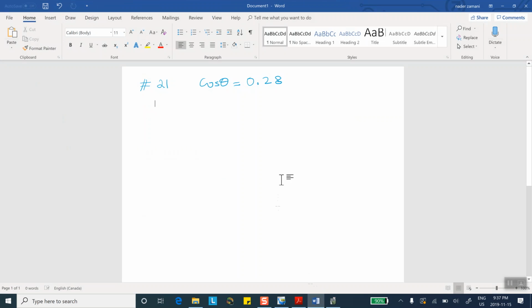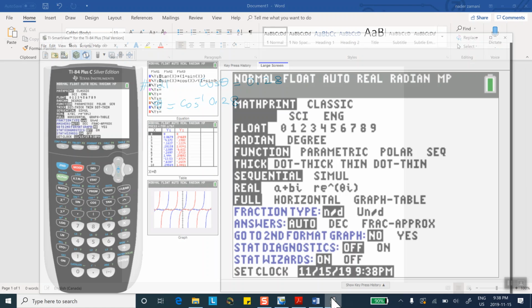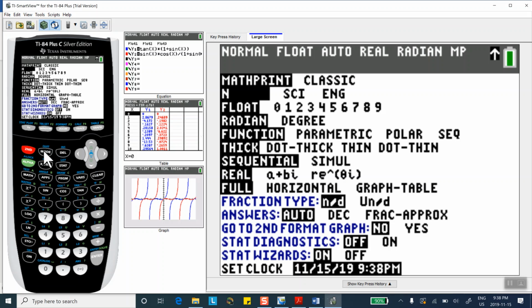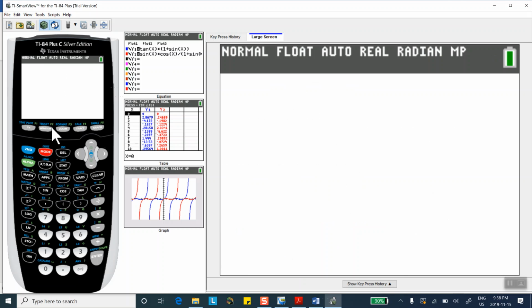Now, theta is equal to cos inverse of 0.28. But one thing is for sure, whatever angle the calculator spits out is going to be between 0 and pi. Okay, so let's go ahead and plug it in. So we have second function, cos inverse of 0.28, and this is going to be an angle between 0 and pi.